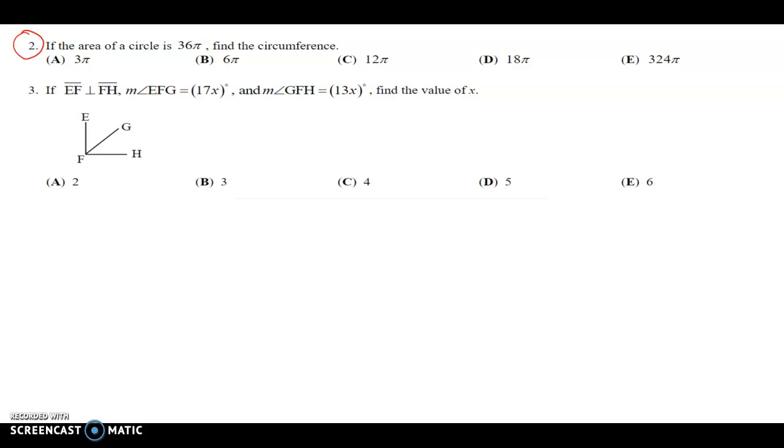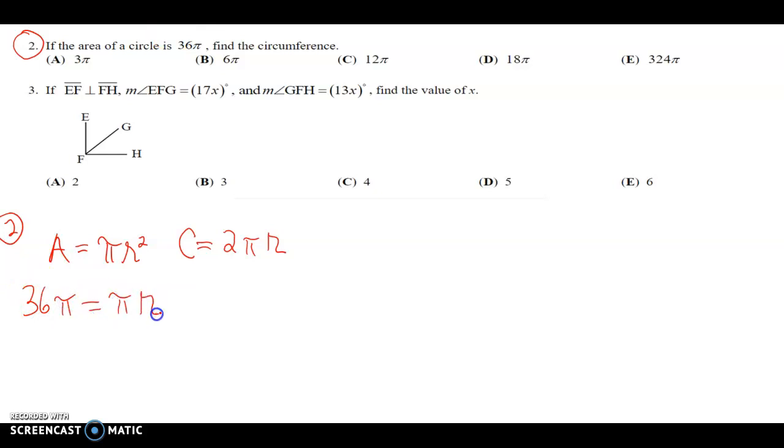So we're looking for the circumference, but we're being given the area. Those are 2 formulas that we should know. The area of a circle is equal to pi r squared. The circumference of a circle, which is how we're going to answer this problem, is equal to 2 pi r, where r is the radius. Now let's use the given information. This circle has an area of 36 pi, so I'm going to replace A with 36 pi.